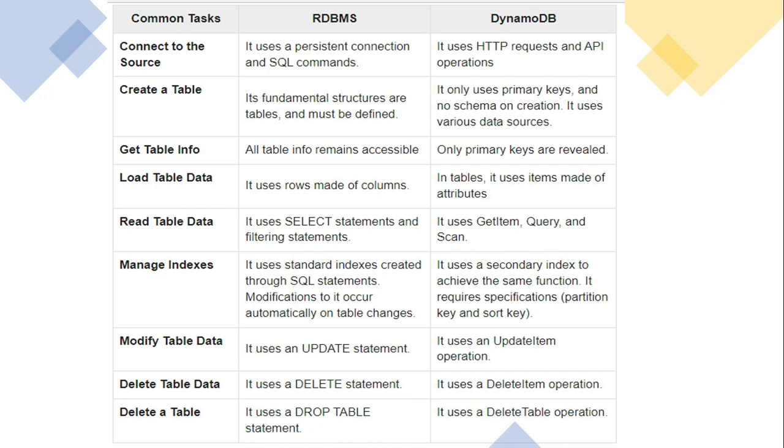Next comes managing indexes. It uses standard indexes created through SQL statements. Modification to it occurs automatically when a table changes. DynamoDB uses a secondary index to achieve the same function as the standard index. It requires specifications.